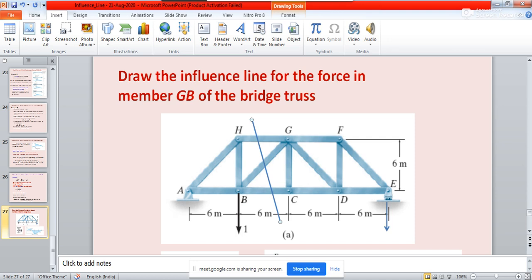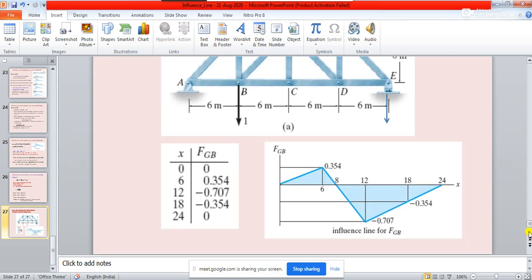Is it clear? So this is the process for the influence line diagram for the truss member, and I have shown the final solution here. So X, FGB, 0, 6, 12, 18, 24, you do it for every point and then plot it like this, and this is your influence line diagram for FGB. Exactly the same problem is solved in a handwritten way in the handout. So please go through it and work it out on your own, otherwise it will be difficult to work out the problems.